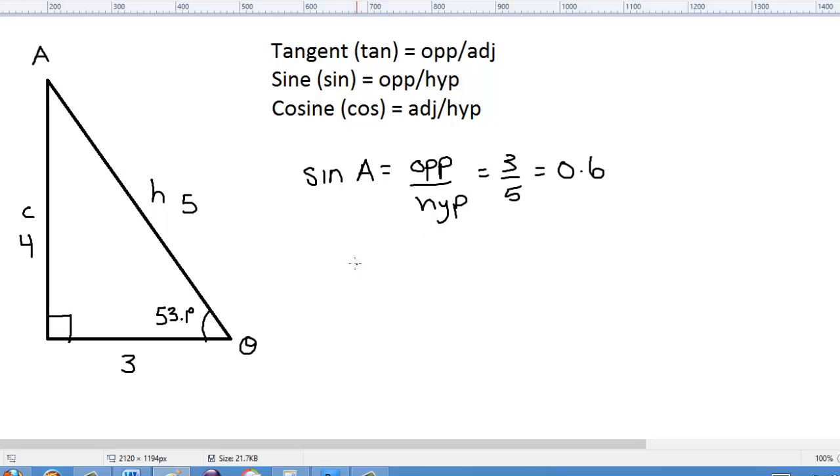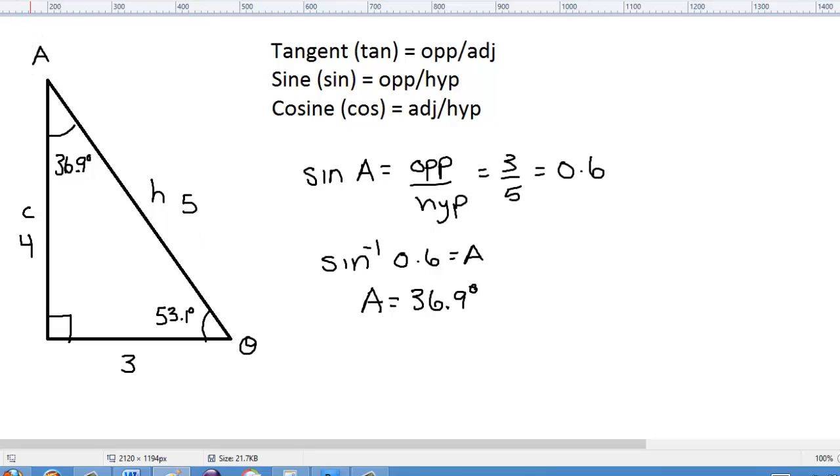Now what we would have to do is say that the arc sine of 0.6 is equal to A. As I said, the Windows calculator can't do that, so I'm going to have to do this with my handy-dandy scientific calculator that I have in my hand and you can't see. So you just have to trust me, or you can do it on your own as well, and that would be fine. I did it, and I found that A is equal to 36.9 degrees.